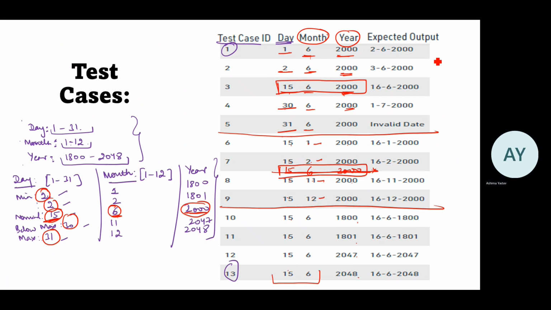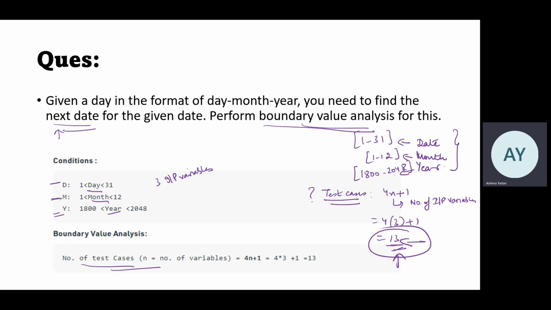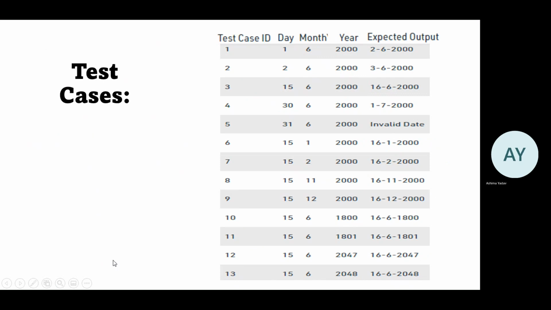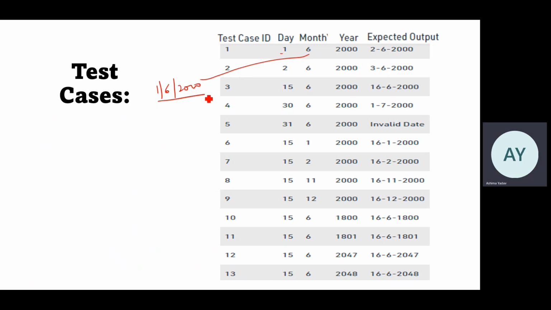And the expected output. As mentioned in the question, the expected output will be the next date based on the given date. So now let me just erase everything. As you can see here, the expected output should be the next date. So let's say the date is 1, month is 6 and the year is 2000. Okay, so what would be the next date? The next date will be 2/6/2000. So that is the expected output that is written here.